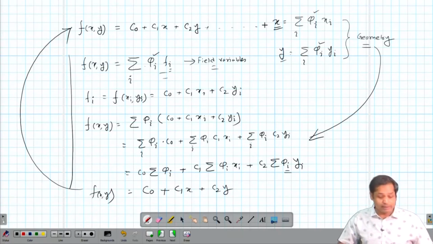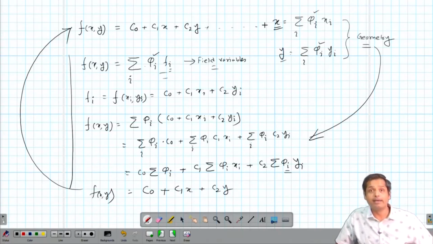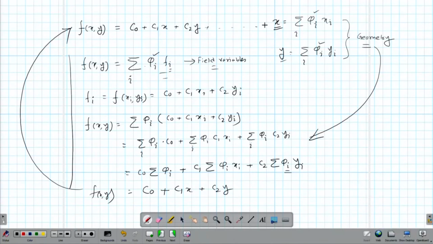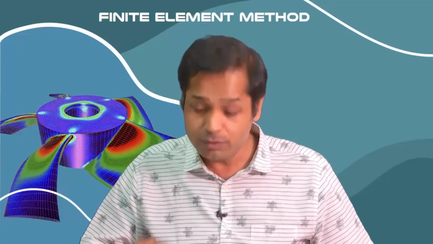Now with this we will stop here today. Next class we will take the heat conduction problem and then discretize with quadrilateral elements and use this formulation to get the solution. Okay. Thank you. See you in the next class.